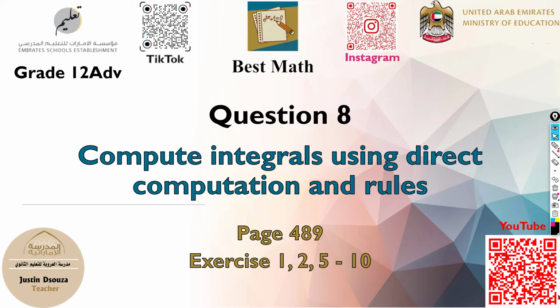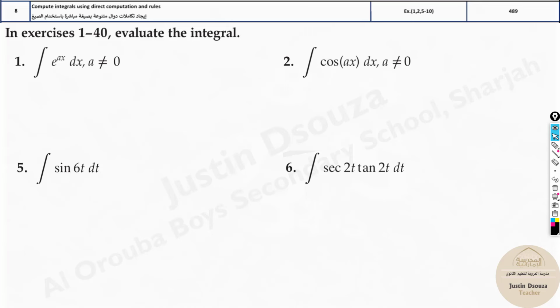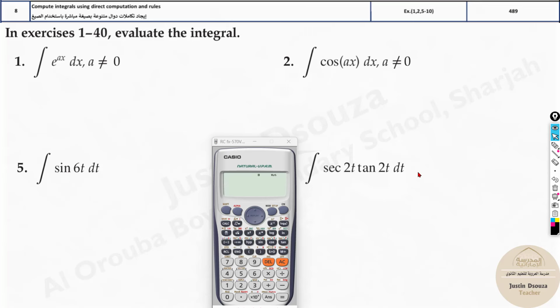Question 8 is to compute integrals using direct computation and rules. Here we have integral problems, and you can see there are constants as well. Now these seem to be tricky at times, and over here they are just variable t or x. You can have any variable. Now instead of using any rules, I will tell you a shortcut method where only a scientific calculator is required. For this shortcut, please remember to follow what I'm saying carefully. It will work for literally any integral problem. It is just that you must follow it correctly.